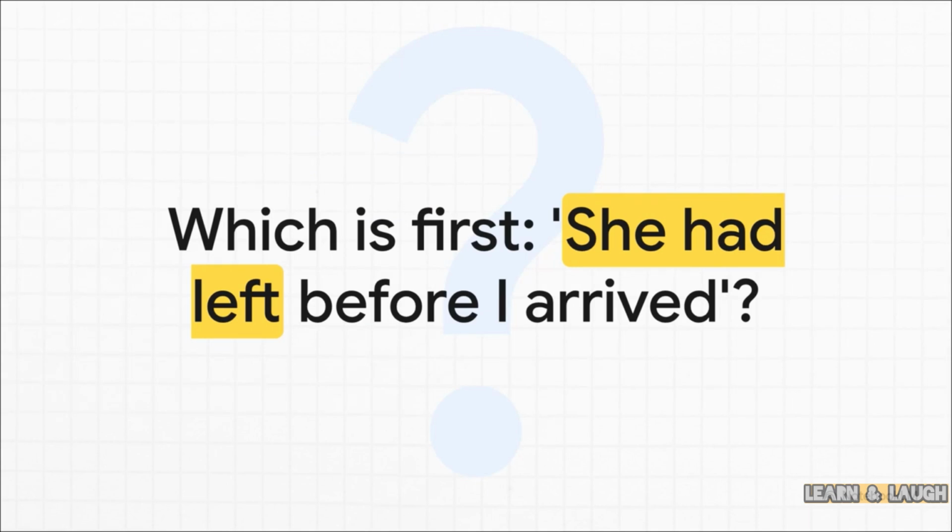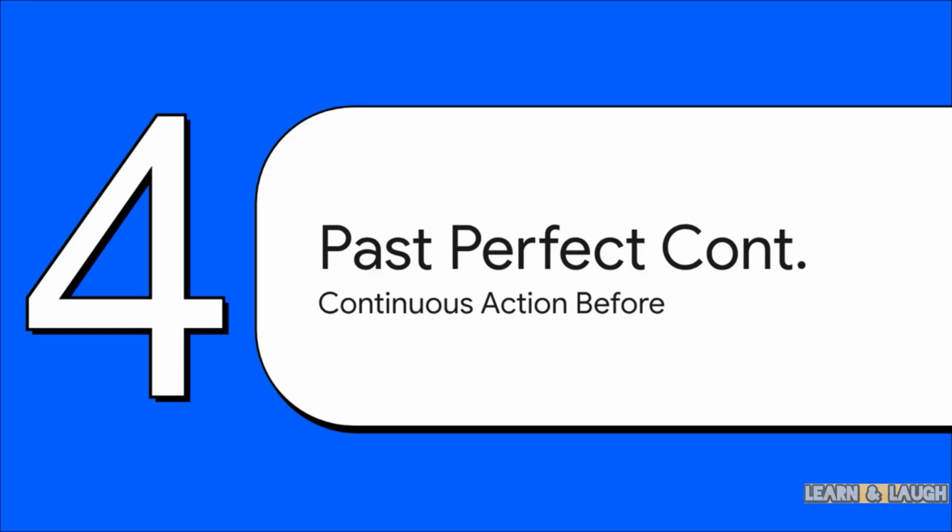Okay, grammar detectives, put your thinking caps on for this practice activity. Read this sentence. She had left before I arrived. Which action actually happened first? Did she leave first, or did I arrive first? Yep, that's right. She had left contains our magic helper word had, so she definitely left first. Brilliant work.